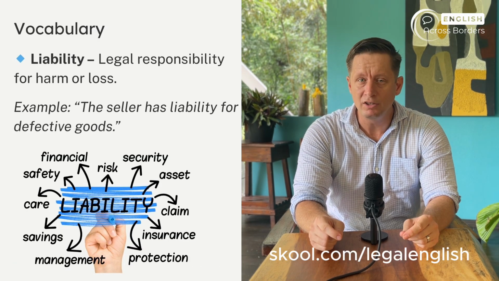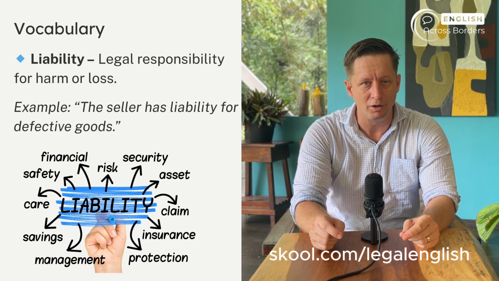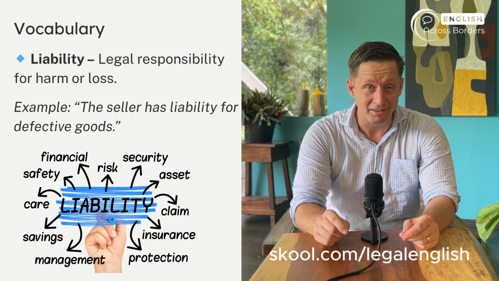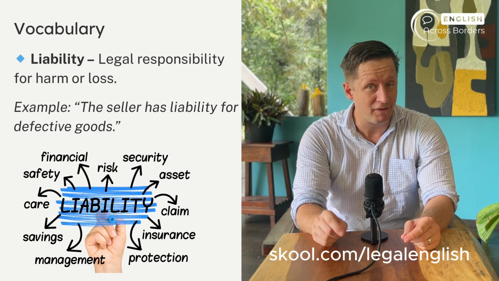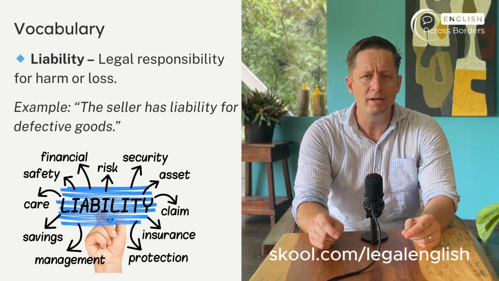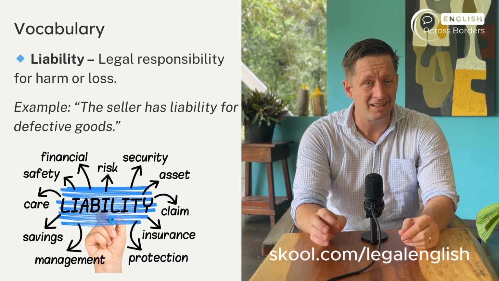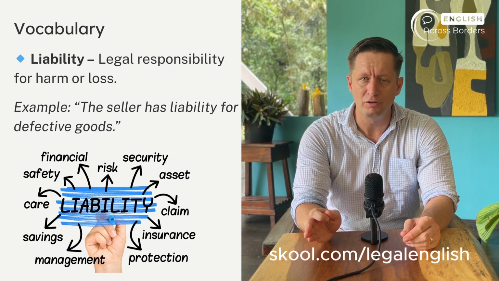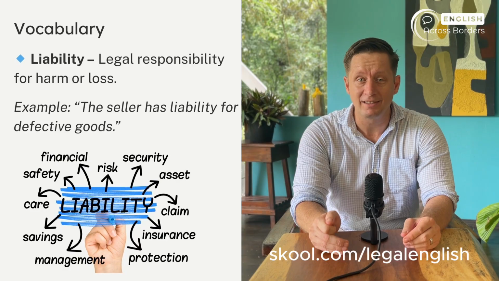Liability means legal responsibility when something goes wrong. The seller has liability for defective goods. Let's look at an example. A company sells software, but it does not work. The buyer loses money. The seller has liability.